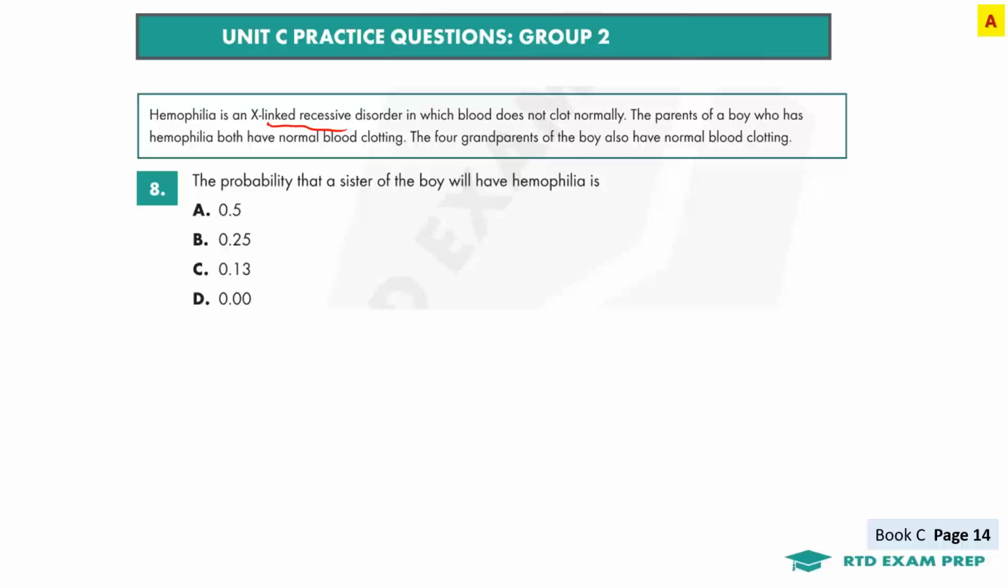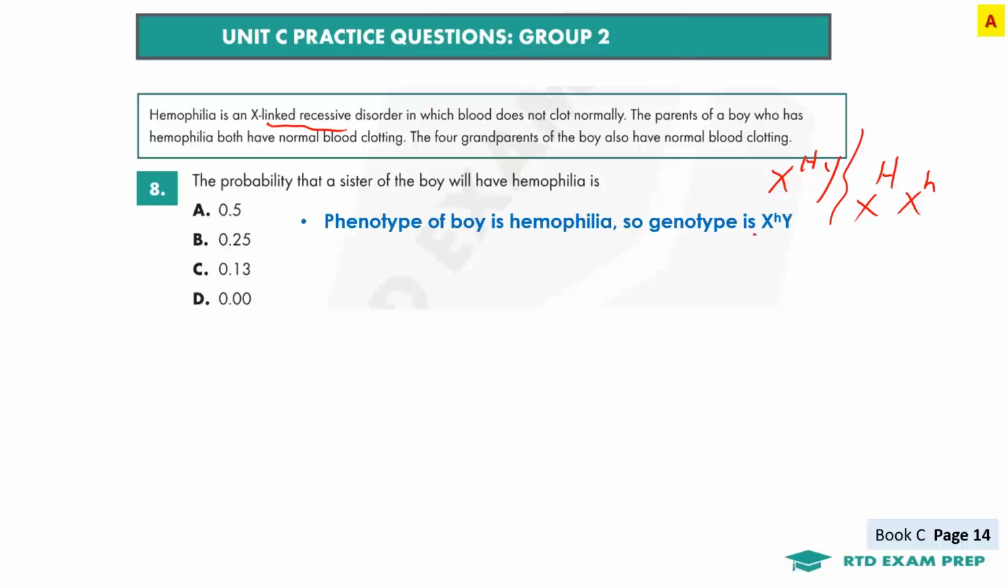Hemophilia is an X-linked recessive disorder. Blood clotting doesn't happen normally. The parents of a boy both have normal blood clotting, and the boy has hemophilia. So we really have to step back and go, well, dad does not have it, so dad must be normal. And mom, she's normal, so she must have one big H for normal, and she must be carrying the recessive for the actual hemophilia. To be a hemophiliac, the little boy must be X little h Y.